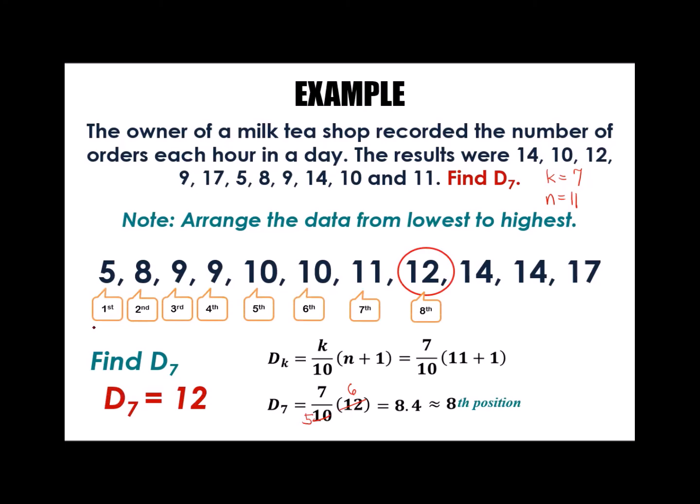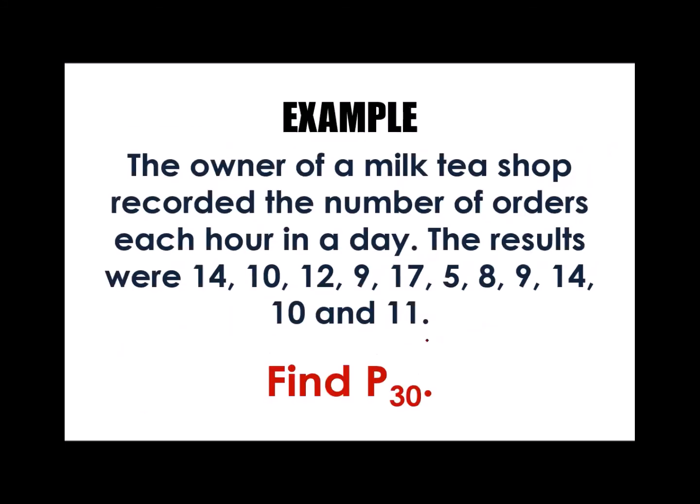If we are going to interpret this, we will have 70% of the orders each hour in a day is lower than or equal to 12. Which is obvious. From 5, this is your boundary, you can see right away that it is indeed lower. Okay? Next one, P sub 30.